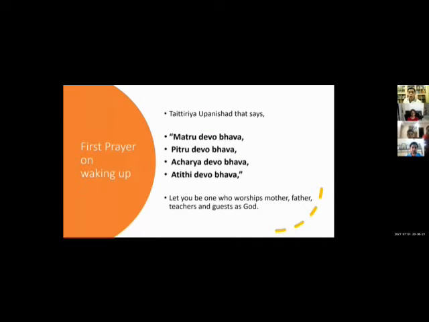Now, there is one prayer that we have to do before we wake up. When you wake up in the morning, the first thing we do is called Karma Yoga. I will teach you few things which is called Upasana Yoga. If you do these things every day, then while you are in bed itself, you have to chant this.